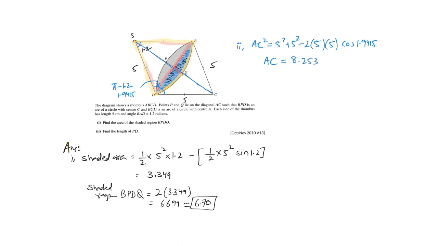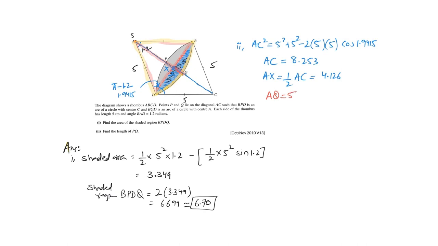and from here you can get the value of AC as 8.253. So if AC is 8.253, let me call the midpoint X. So AX would be half of AC, which will be 4.126. Now I have this length AX, and I know that AQ represents the radius. So this length AQ is the radius. So AQ is also 5.